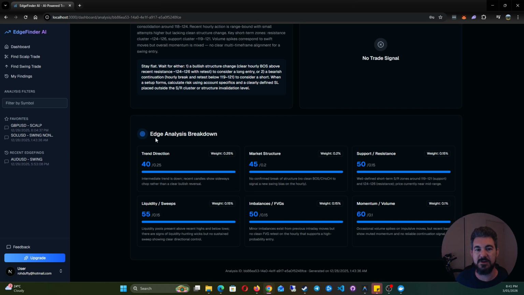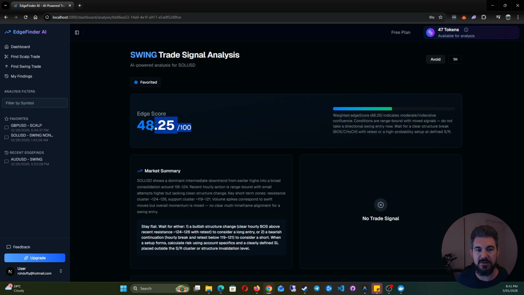This is a breakdown of the edge analysis, and this is the thing that I built that basically says, hey, these are all the confluence scores that it needs for you to be able to say, hey, look, yes, there is a trade that could be here, or there might not be a trade here. So these are all confluence scores, and if they're all low, don't take the trade. It basically says here 48.25 out of 100. Edge score, not good. Don't take the trade.